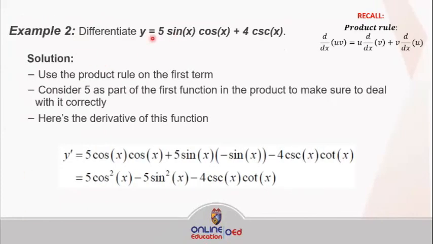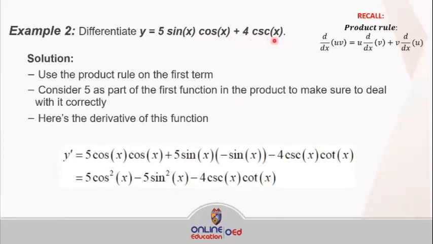Dito sa next problem natin, given natin is y is equal to 5 sin x cosine x plus 4 cosecant x. So, babalik lang tayo dun sa formula natin. Pero for this problem, we need to use the product rule kasi we have yung problem dito na 5 sin x cosine x. And after nun, need din natin gamitin yung sum rule naman kasi since we have here naman yung i-add natin na 4 cosecant x.